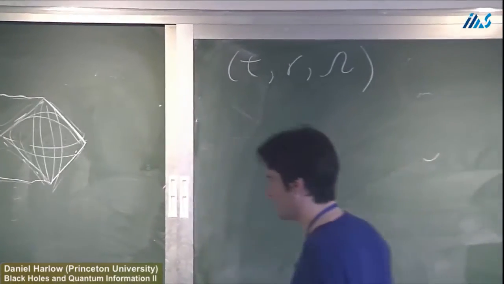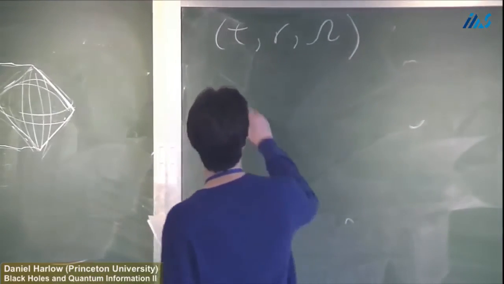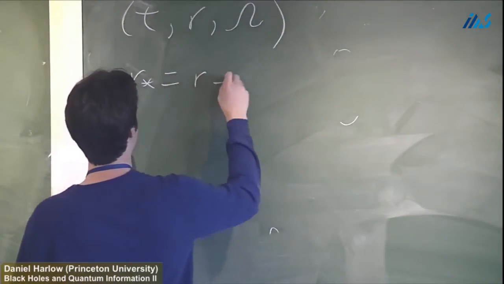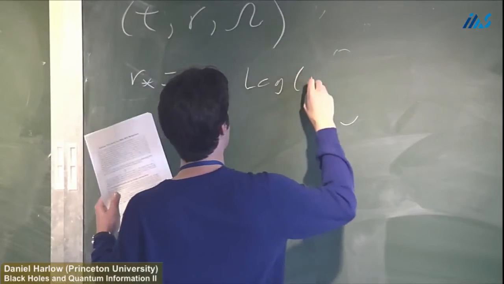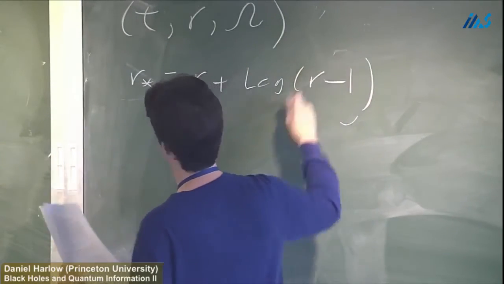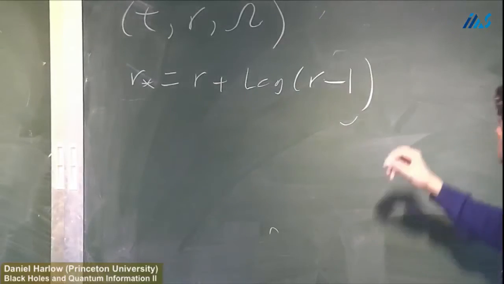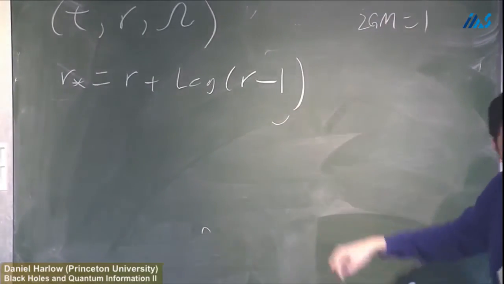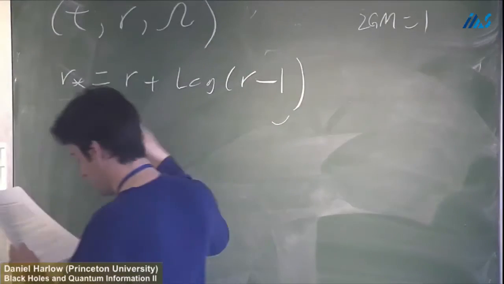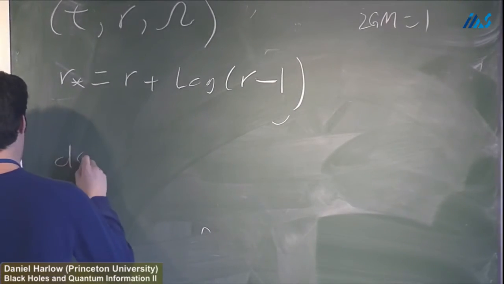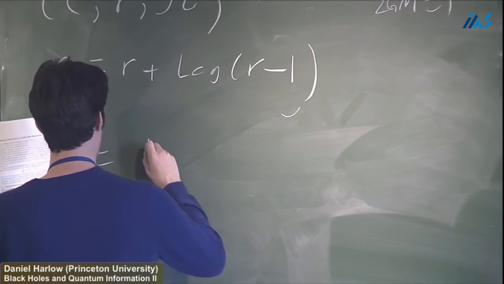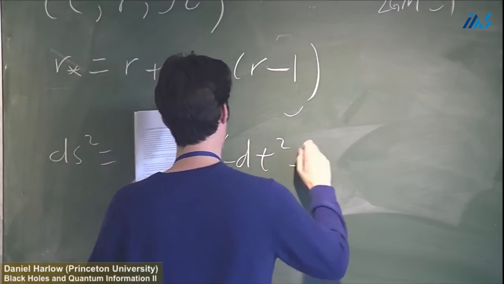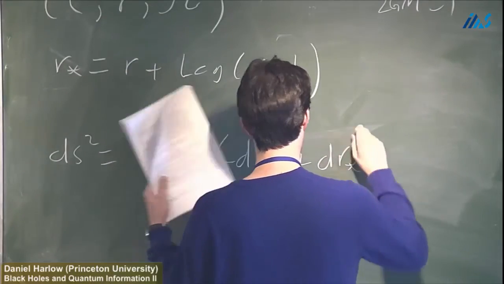So let me see if I can make that case a little bit more explicit. So yesterday I defined this tortoise coordinate like that. Okay. And to remind you, I'm again using my convention from yesterday that the Schwarzschild radius is 1. So that's what this is. So in these coordinates, the metric looks like this.